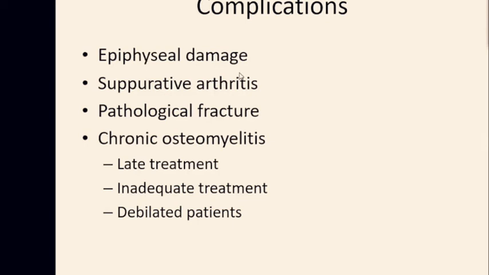If the infection from the metaphysis goes to the physis and damages it, then there can be growth disturbance and maybe a short limb. If the infection goes to the joint, then you can have suppurative arthritis, septic arthritis. Now, the diseased bone is weak, so there could be a pathological fracture. And with inadequate or late treatment, the disease process can go into chronic osteomyelitis, which we'll talk about tomorrow.